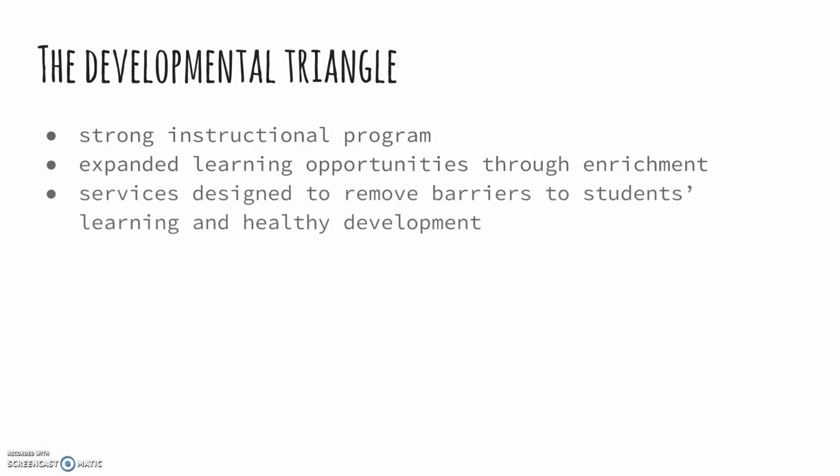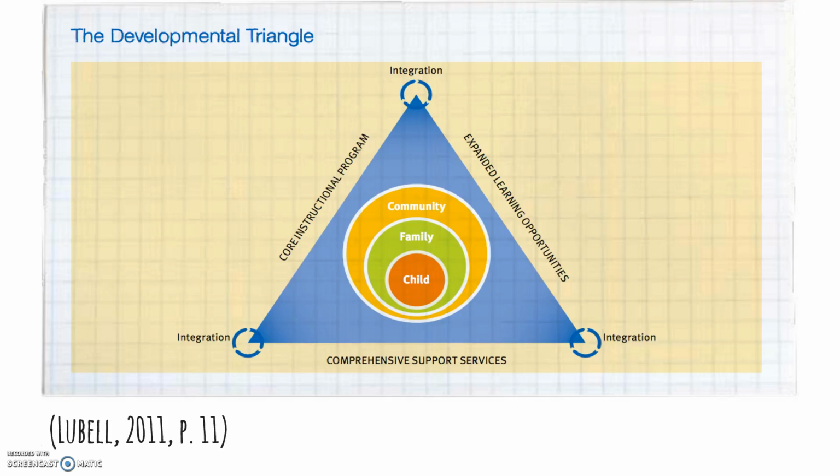And the services are designed to remove the barriers to students' learning and healthy development. We all know that every child can learn and every child has the potential, but not every child is given the opportunity and the same level of access. And so I loved how the Children's Aid Society said that we're trying to remove barriers from students' learning and healthy development to let them flourish and let them live up to their potentials and learn to their potentials that they already have. So here's a picture of the developmental triangle.